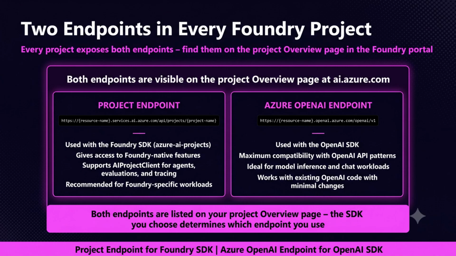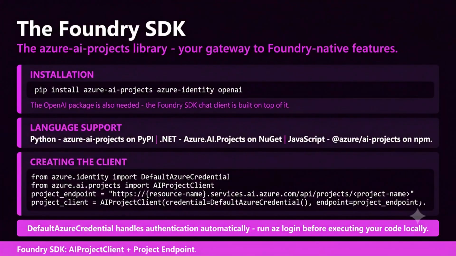The second is the Azure OpenAI endpoint. Its format is HTTPS, then the resource name, .openai.azure.com/OpenAI/v1. This is the endpoint you use with the OpenAI SDK, and it is optimized for model inference workloads where you want maximum compatibility with the broader OpenAI API ecosystem. The choice of endpoint and the choice of SDK go hand in hand, and that is exactly what we will look at next. Let us look at the Foundry SDK first.